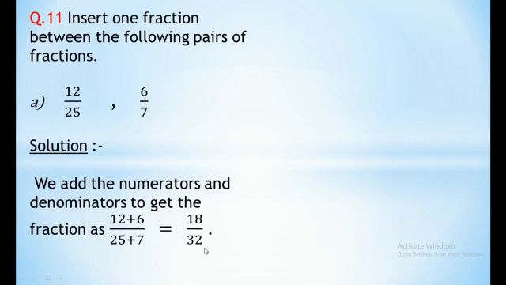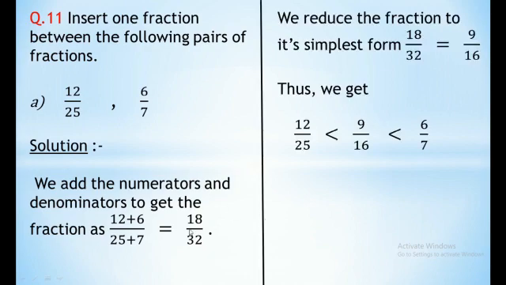In this way we can find a fraction which is in between two fractions. If we are able to reduce this fraction, then we can reduce it. Here 2 is a common factor for 18 and 32. 9 2s are 18 and 16 2s are 32. So we can reduce that, and we converted 18 by 32 to 9 by 16. Thus we get the fraction which is in between 12 by 25 and 6 by 7 as 9 by 16.